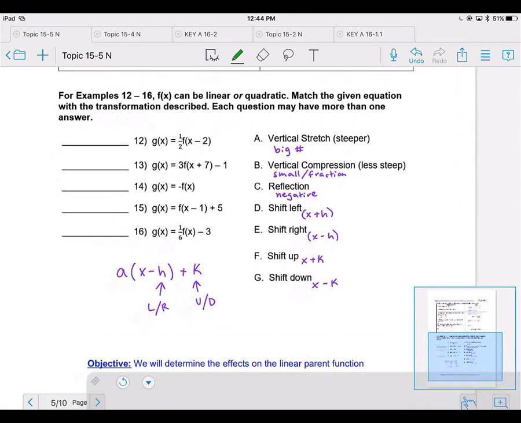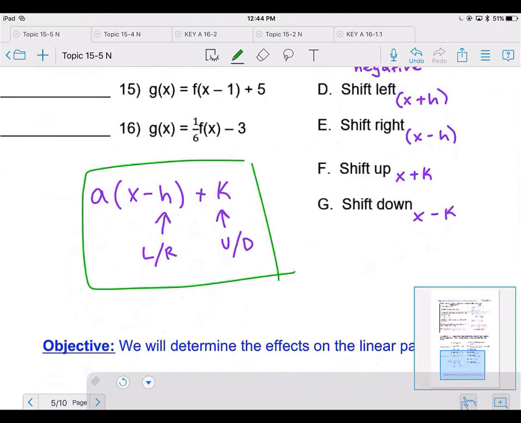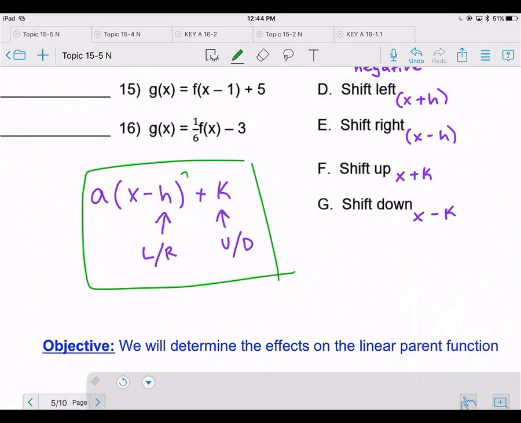For 12 through 16, they're telling us f of x could be linear or quadratic because, as we've seen through these notes, they do exactly the same things. They ask us to match the given equation with the transformation described. There could be more than one answer. So if you have quadratic, the only difference is that there's a little 2.